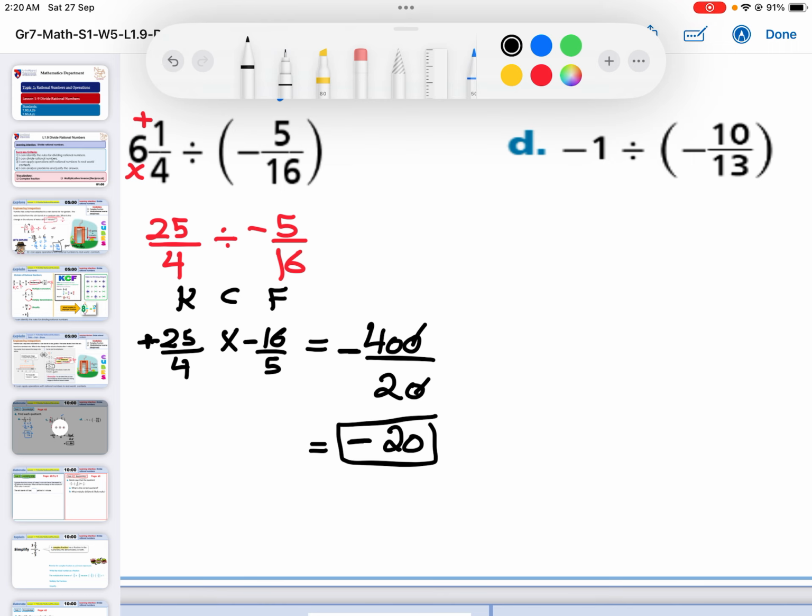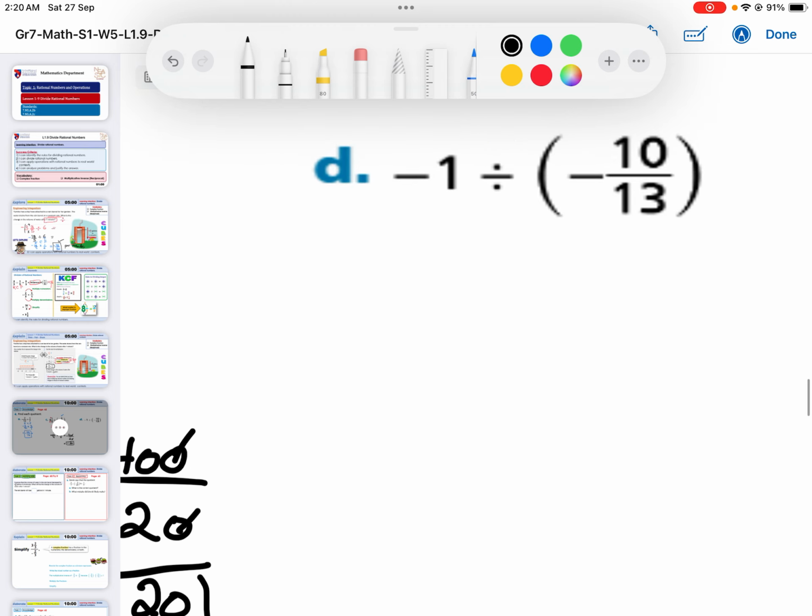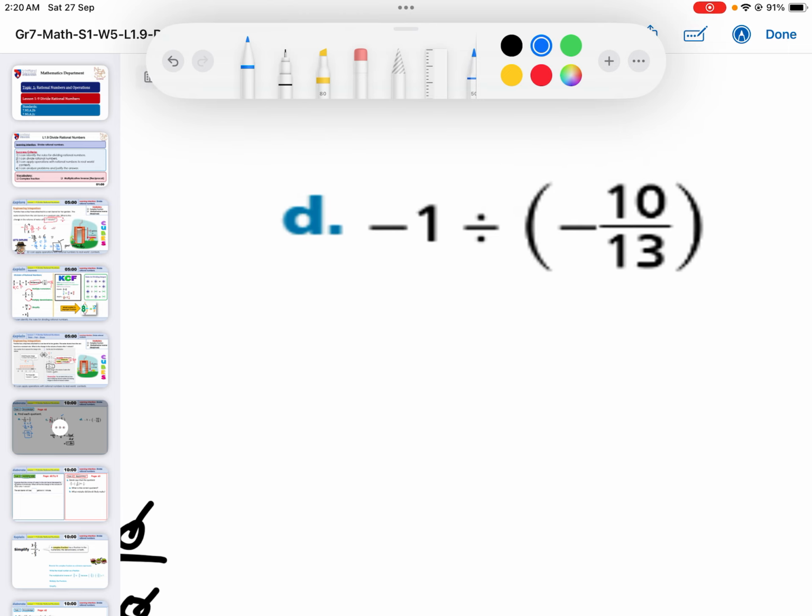Okay, guys, let's move on. Third one, as you can see here, you have a negative 1. Whenever you have a whole number, it means it's amazing. Your teacher loves you because you don't need to do anything. It's just a whole number. It's ready for you. Okay, so here the other number is a fraction. So directly we are going to start with keep, change, flip. The first one, I'm going to keep it, negative 1. Division, change into multiplication. And this one, we are going to flip it: negative 13 divided by 10.